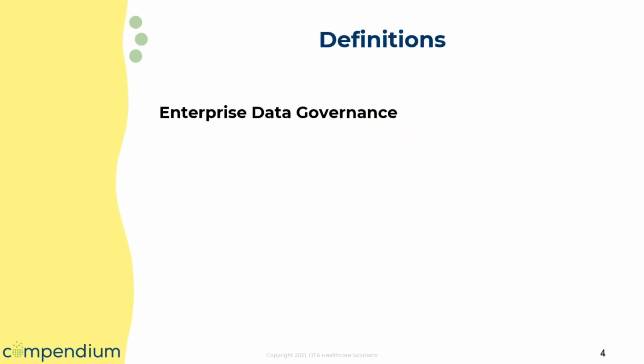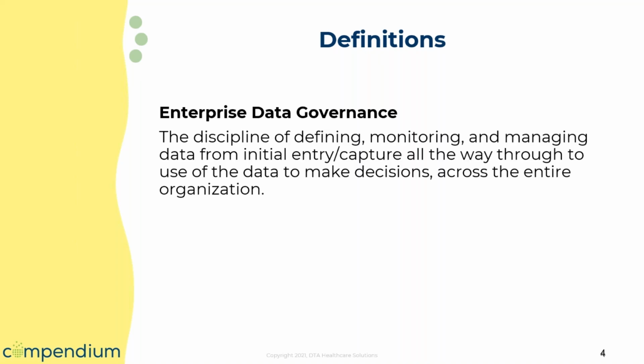So, definitions. First, we have enterprise data governance. Very broad topic, can mean a lot of different things. Our definition is that enterprise data governance is the discipline of defining, monitoring, and managing data really throughout the life cycle. So from initial data entry and capture all the way through to the use of data to make decisions across the entire organization. So all the things that are involved in that with definitions and validation and making sure the data gets to the right place and in the right hands, that's really what enterprise data governance is all about.